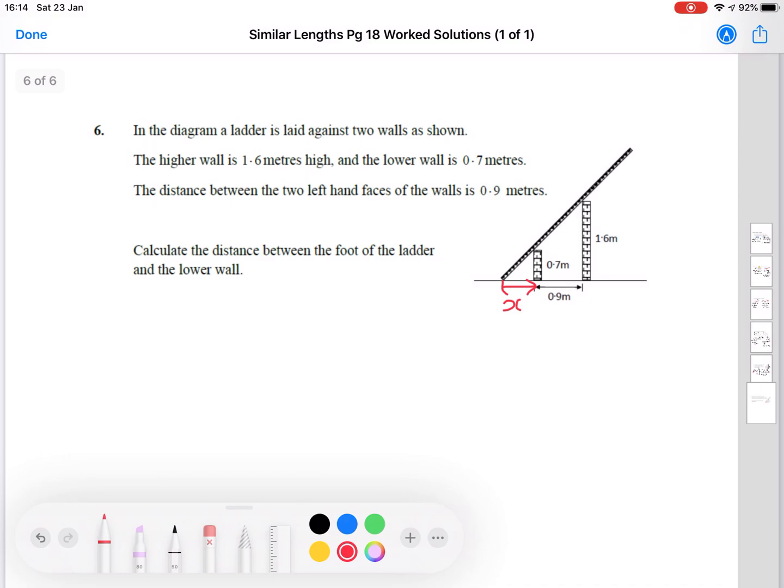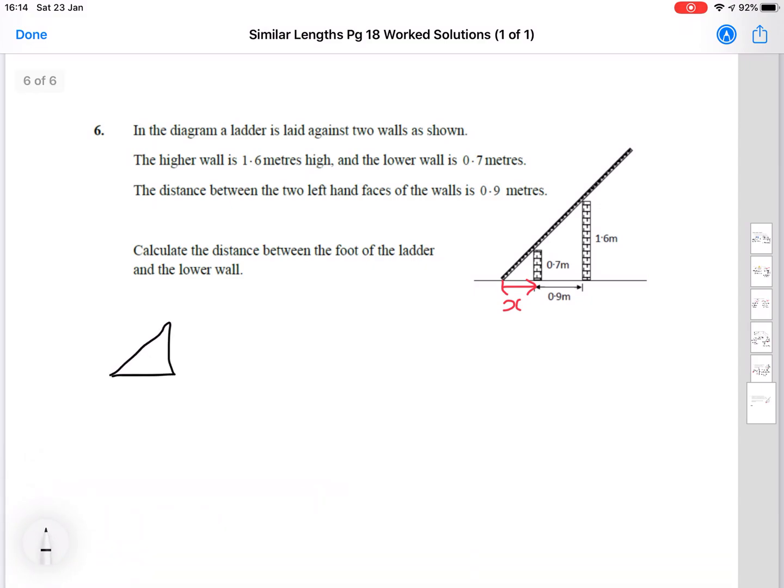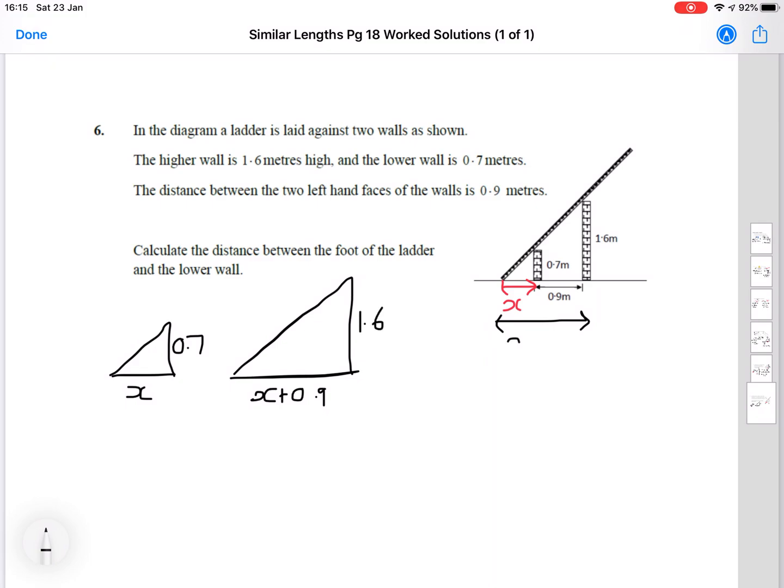So if we go ahead and separate out our triangles like I was explaining before, we have our smaller triangle and we have our larger triangle. On the small one we have X along the bottom and 0.7 up the side. The bottom one, we don't actually have a measurement for this long side, but if we think of the whole thing, we could call this X plus 0.9, because that would be those two pieces added together for the full length. And then up the side of this one we have 1.6.